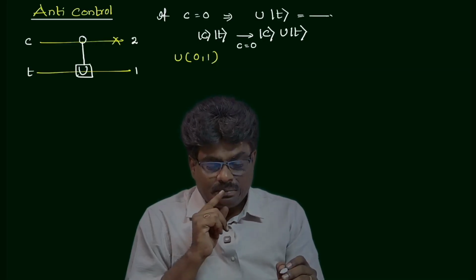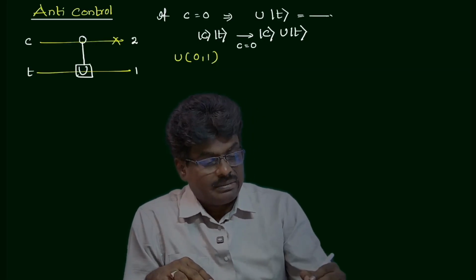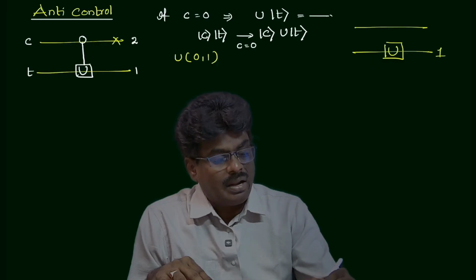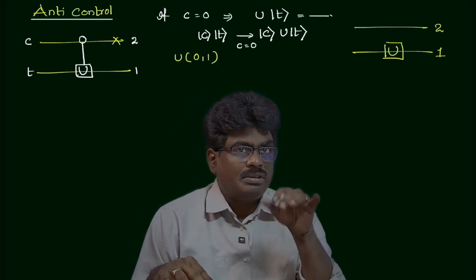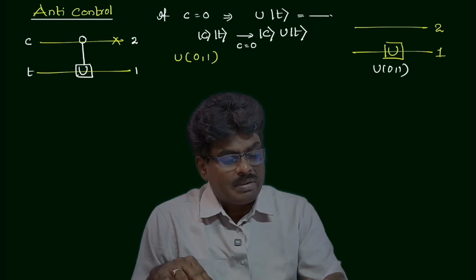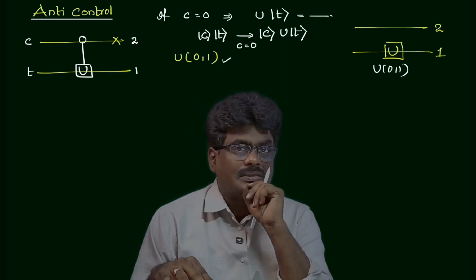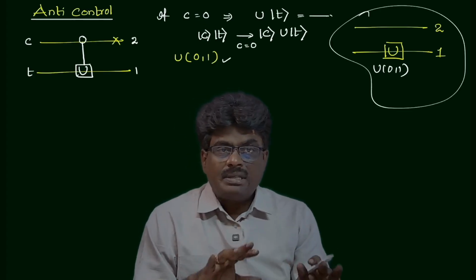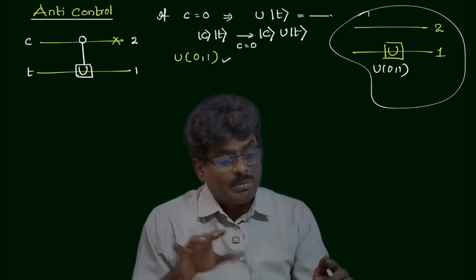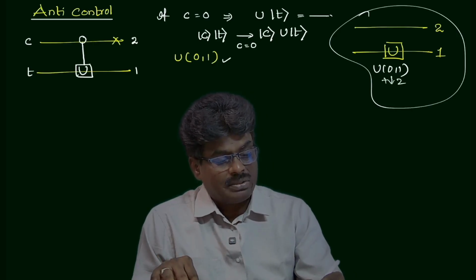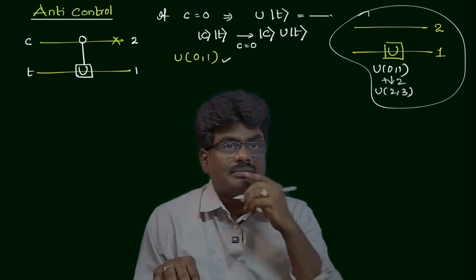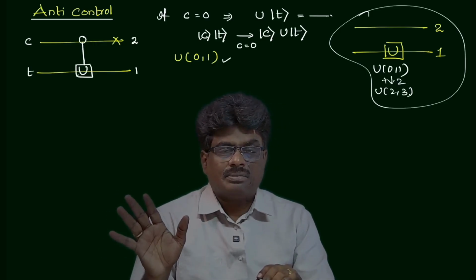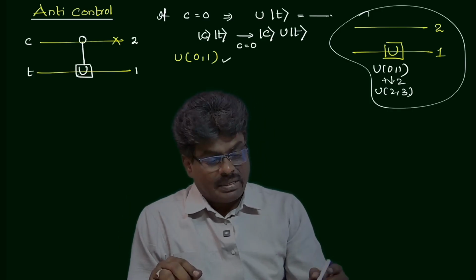Now you may have a doubt. Earlier you have written the single qubit quantum gate like this, a 1 and a 2. You have written U of 0 comma 1, and here also you have written 0 comma 1. Yes. In that case, the operation is not only U of 0 comma 1, and one more is there. You have to add plus 2, that is U of 2 comma 3. But here no addition. So the only operation is U of 0 comma 1. Okay, right. So I hope you understand this difference.